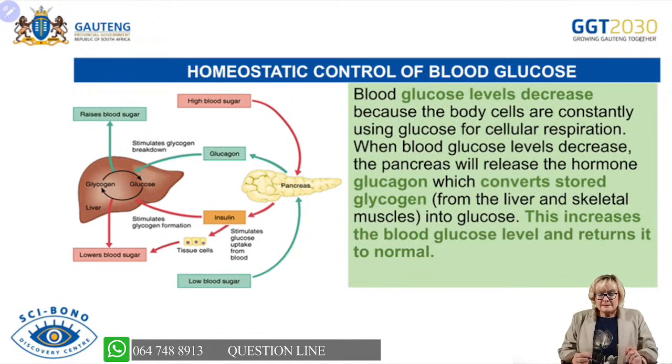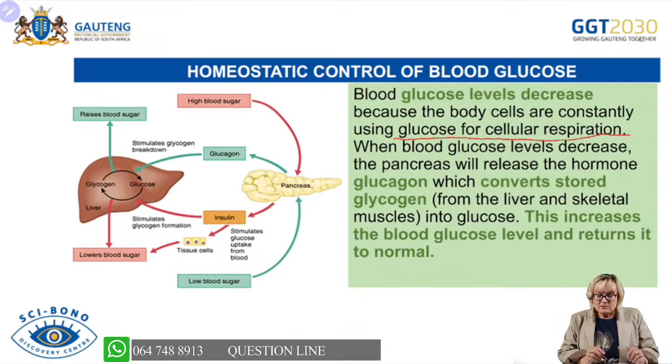Now, let's say you're on a diet and you're not taking in any glucose. So what is going to happen now? Your blood glucose levels are going to drop because there's no glucose being taken in by the body. Your blood glucose levels will decrease because the body cells are constantly using glucose for cellular respiration. That is something you must remember. Our cells are busy with cellular respiration, and for that they need glucose so that they have energy.